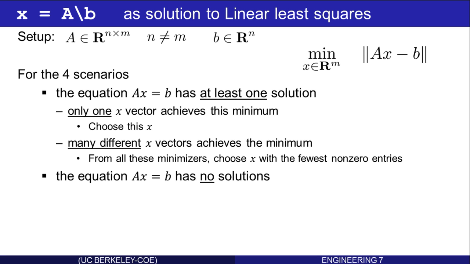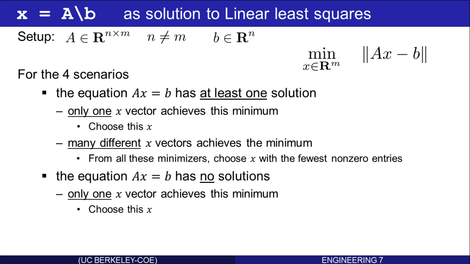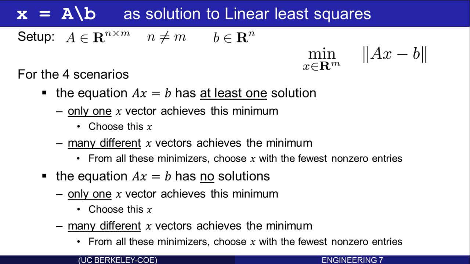When the equation Ax equals b has no solutions and the minimum norm mismatch is positive, then if only one x vector achieves the minimum, A backslash b chooses this x, and if many different x vectors achieve the minimum, A backslash b chooses from among all these minimizers, again, the x with the fewest non-zero entries.